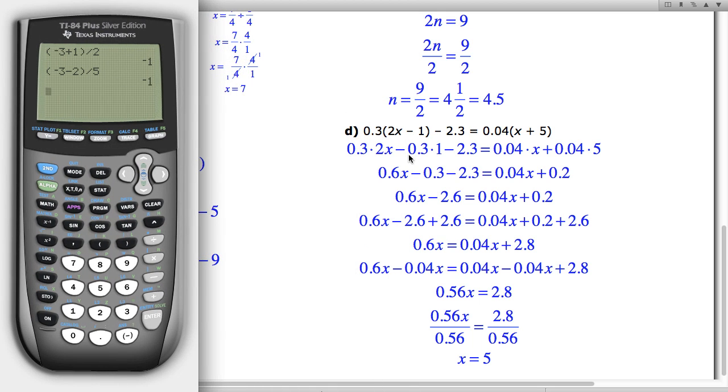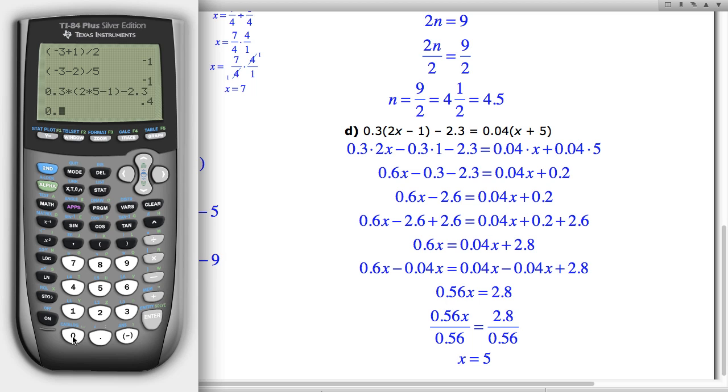Just move this over and take a look at this one. If we want to check to see if x equals 5 is a valid solution for this equation, then what we can do is 0.3 times brackets 2 times x, and in place of x I'm going to use 5, take away 1, and subtracting 2.3. So that gives us 0.4 for the calculated value of the left-hand side of the equation when x is equal to 5. Let's do the same thing on the right-hand side.